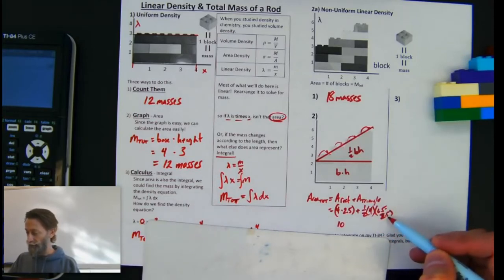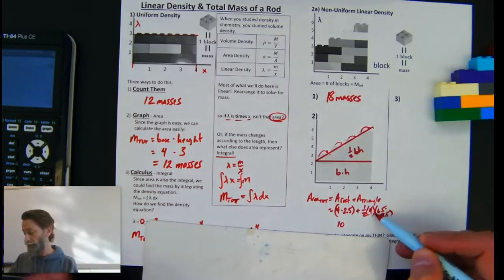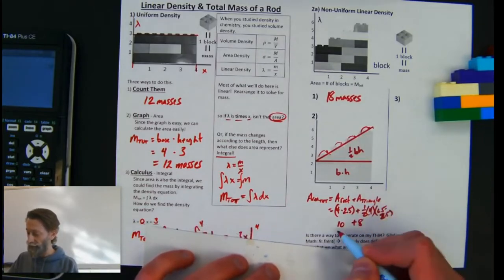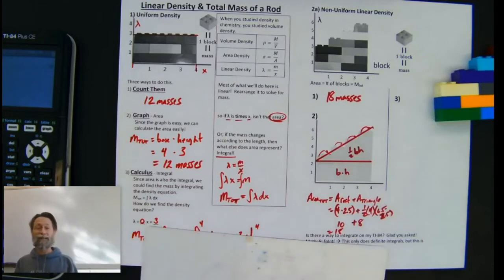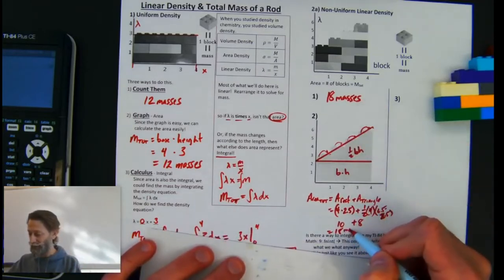6.5 times 2.5, or minus 2.5, is going to be 4. 4 times 2 is going to be 8. So I'm going to have 10 plus 8. And oh my goodness, isn't that amazing that it came out to be 18, which is the exact same number that we have up there.